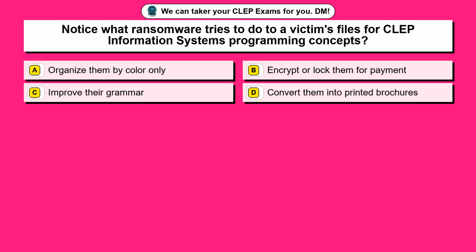Option A. Organize them by color only. Option B. Encrypt or lock them for payment. Option C. Improve their grammar. Option D. Convert them into printed brochures. The correct answer is option B. Encrypt or lock them for payment.